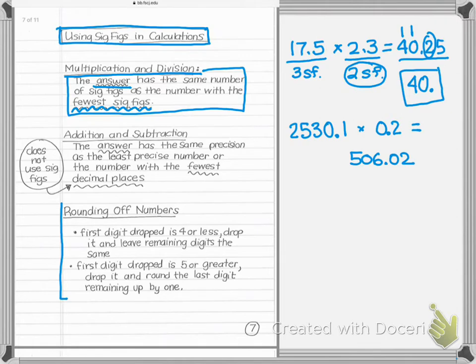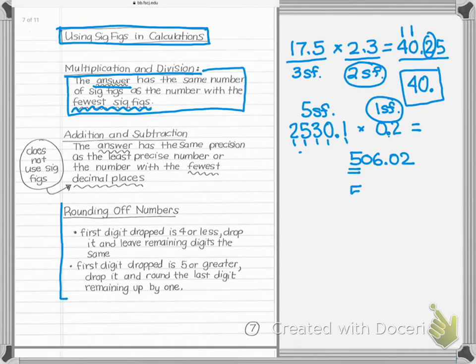So to know where to round it, I go back to my numbers, and this one has 1, 2, 3, 4, 5. That 0 counts because it's in between non-zero digits. And then this one, this 0 doesn't count because it comes before the non-zero digit. So this just has 1 significant figure, just the 2. So 1 is the smallest, so I just want to keep the 5.